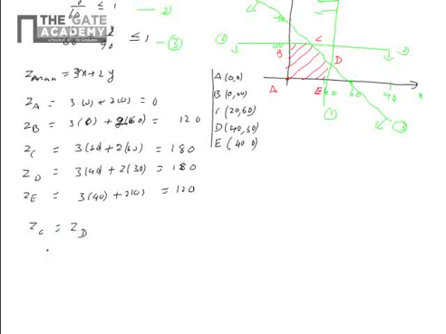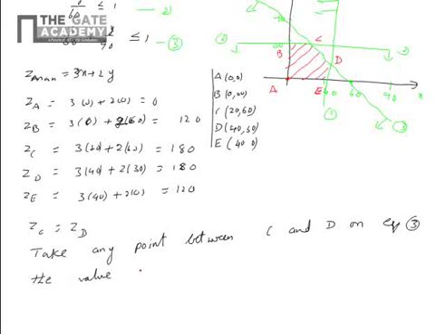So that means take any point between C and D on equation 3. The value is the same, which is 180. So you are getting multiple solutions.